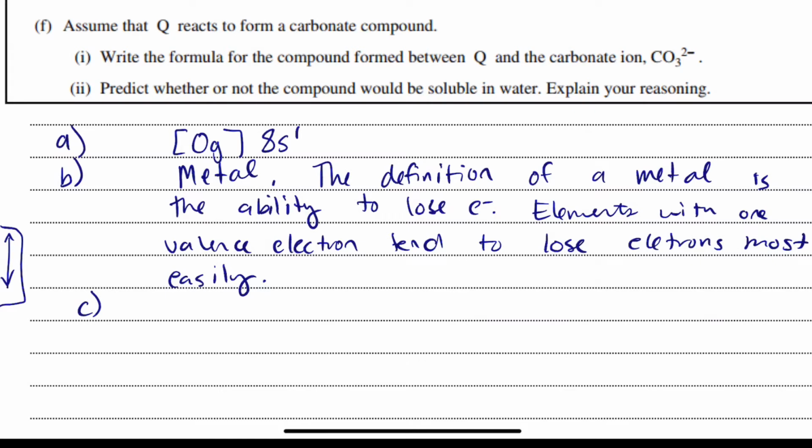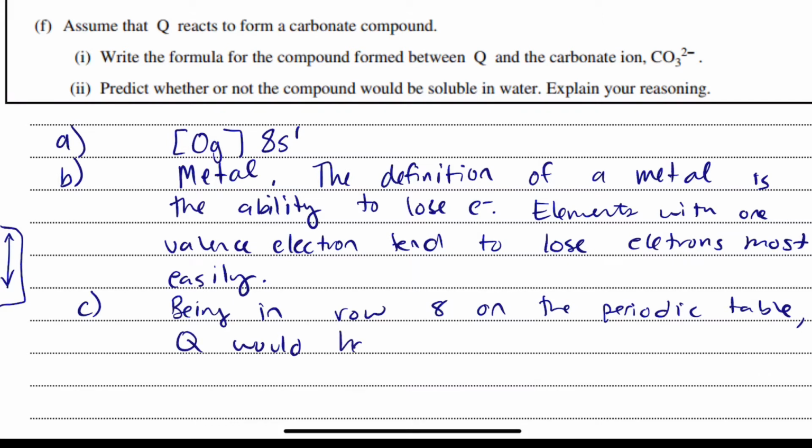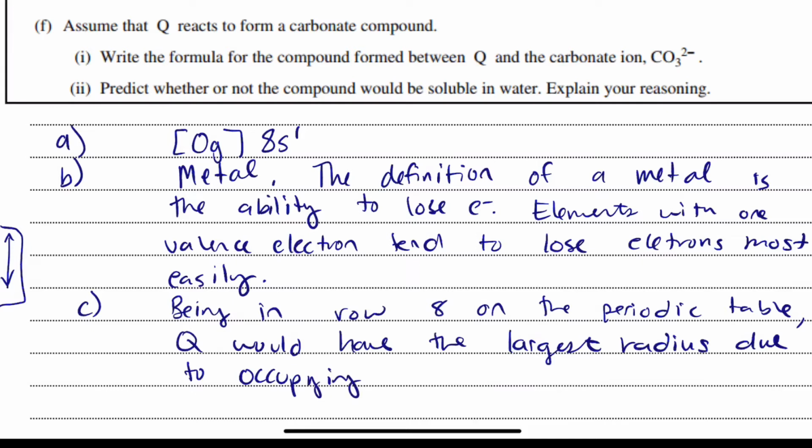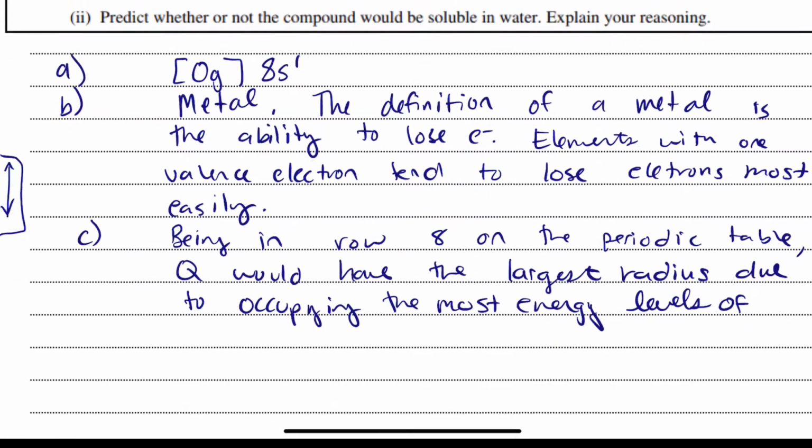So being in row 8 on the periodic table, Q would have the largest radius due to occupying the most energy levels of all elements in its group.